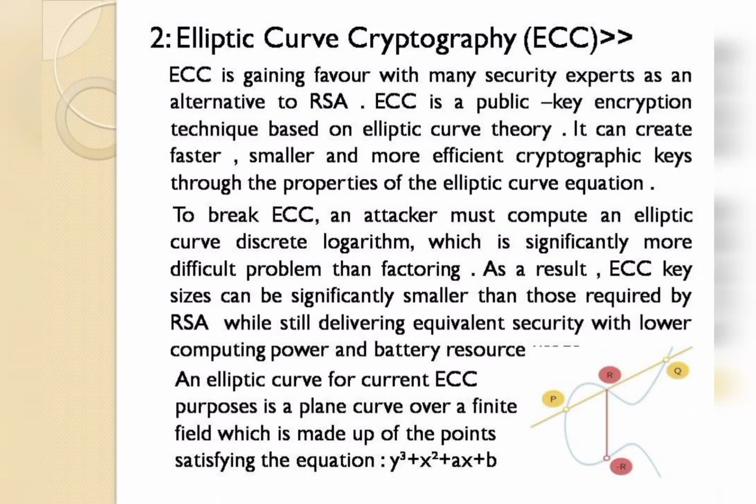ECC is gaining favor with many security experts as an alternative to RSA. ECC is a public key encryption technique based on elliptic curve theory. It can create faster, smaller, and more efficient cryptographic keys through the properties of the elliptic curve equation. To break ECC, an attacker must compute an elliptic curve discrete logarithm, which is a significantly more difficult problem than factoring. As a result, ECC key size can be significantly smaller than those required by RSA, while still delivering equivalent security with lower computing power and battery resource usage.